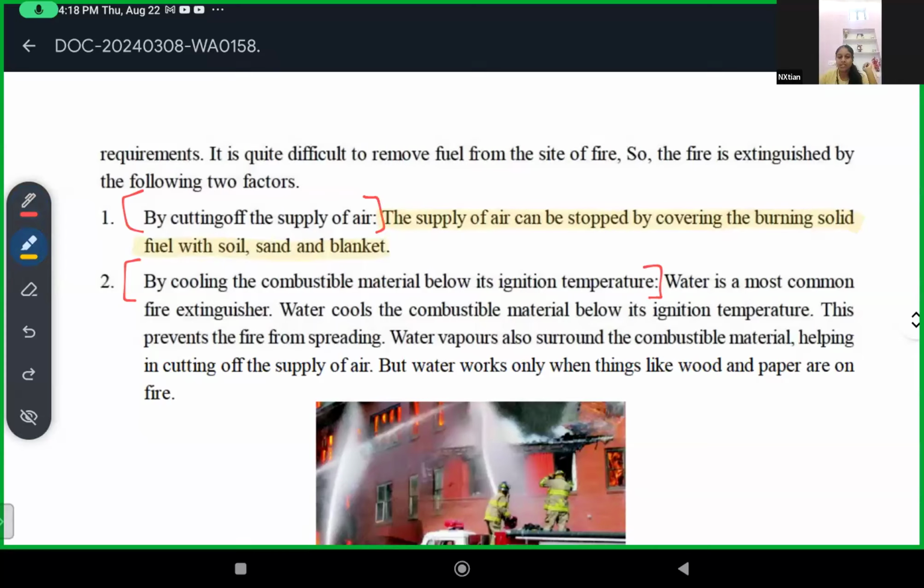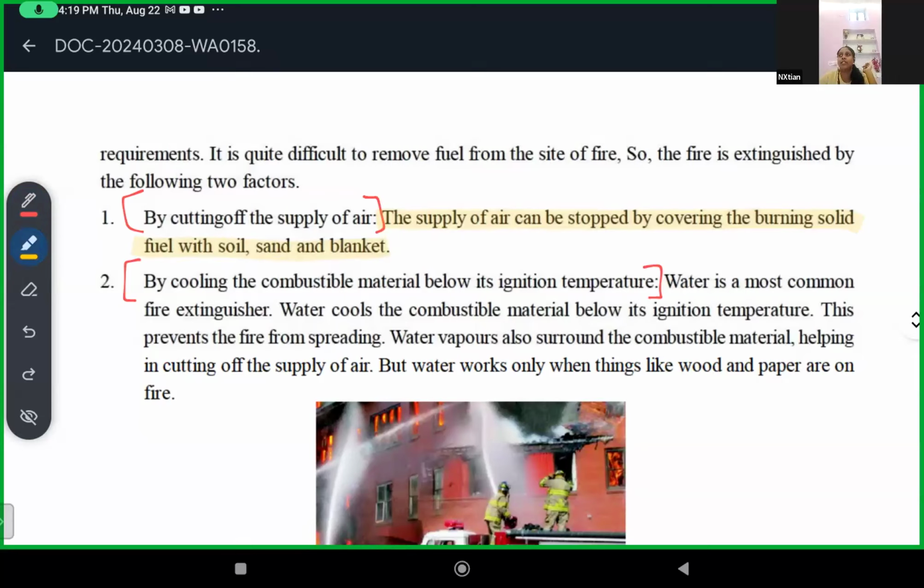You must have heard that people put thick blankets and soil on the burning thing. They hit it with a blanket, but not that they cover it. They can do both. Yes, you can do both. You can hit it, you can cover it. That is basically to cut off the air supply.